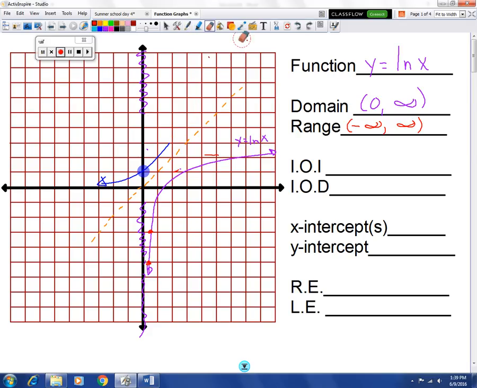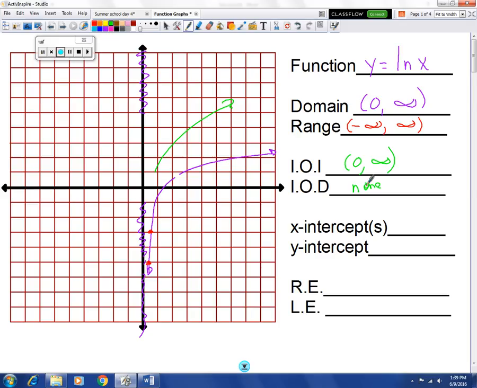Let's finish the characteristics of natural log. So I'll get this off here. It's important to know why. It's the inverse of e to the x. What's the interval of increase? It is increasing. Anywhere along this curve, it's going up. So we can't say all real numbers because the domain is not all real numbers. We say from the right of 0 to infinity, it's increasing. It's never going to go down. Interval of decrease, none.